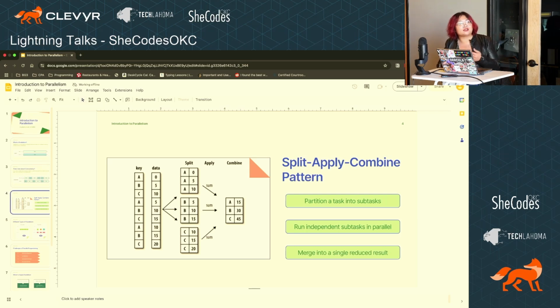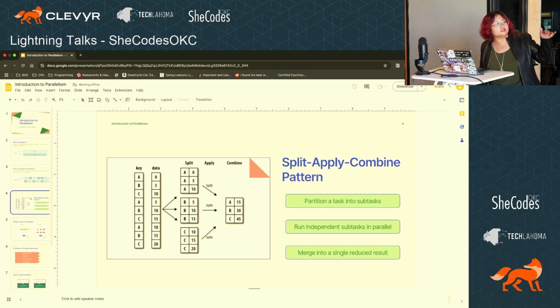So a very common pattern of how you actually apply parallelism in programming is called the split, apply, and combine pattern. This little picture illustrates that we're trying to sum all the data to match the key. Instead of writing it in a single thread, going through the A's, B's, and C's and adding them together all in one thread, we would split them based on their keys. Then we would use different threads to sum them up and combine them together. So it's like you map it and then you reduce it to exactly what you want.